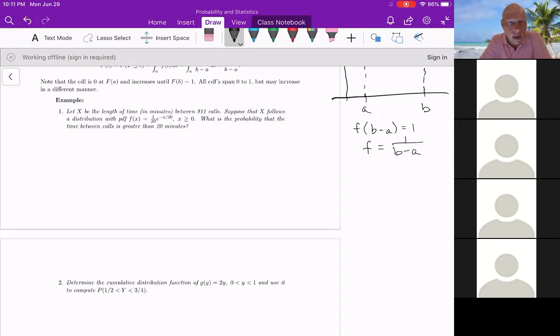So remember that x in the beginning is defined as the length of time between calls. And so we want the probability that x is greater than 20. And I'm getting that right from this bottom line here, the last sentence. So we want the probability that x is greater than 20.